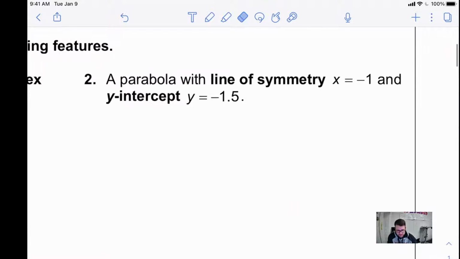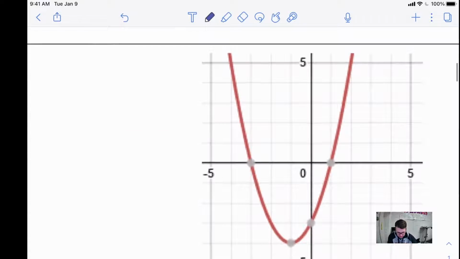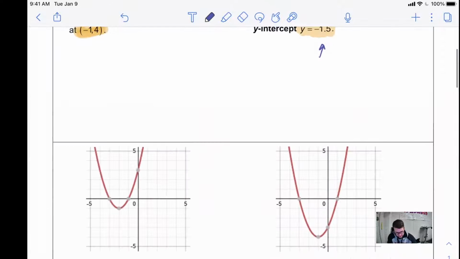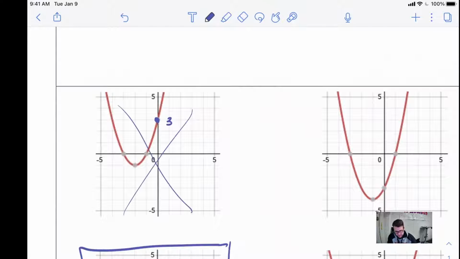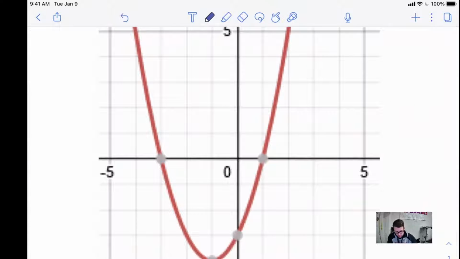Here's another one. It says, find a parabola with a line of symmetry at x equals -1 and a y-intercept at -1.5. I'm going to start by looking for this y-intercept at -1.5. So looking at our graph over here, let's just start right here. It looks like the y-intercept for this one is at 3, so that's probably not the one we want. Over here, the y-intercept that we have is at -3, right? The y-intercept, remember, is that point, so probably not this graph.